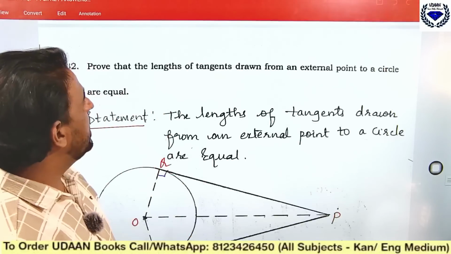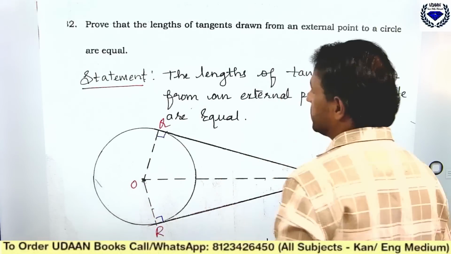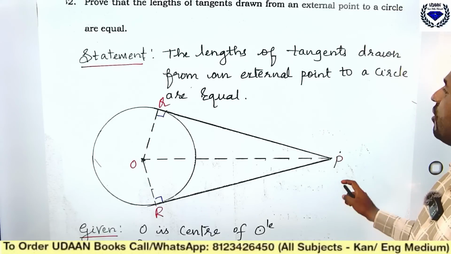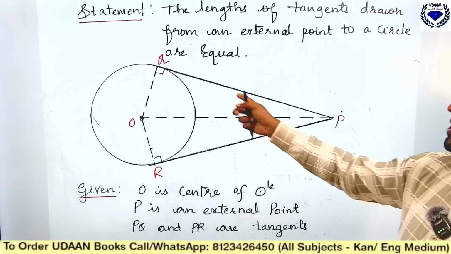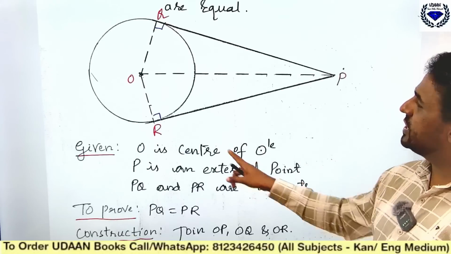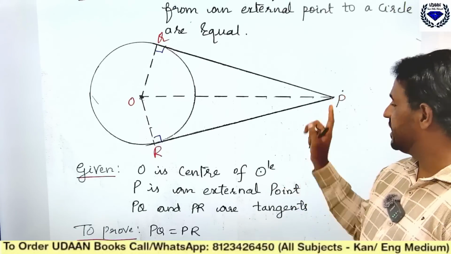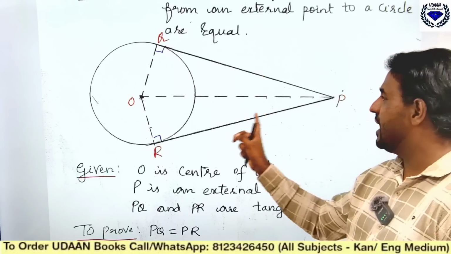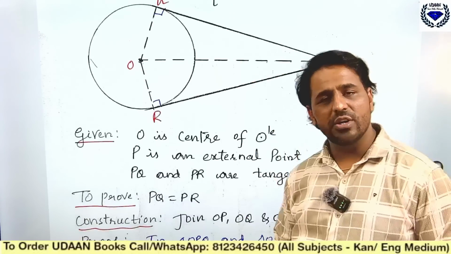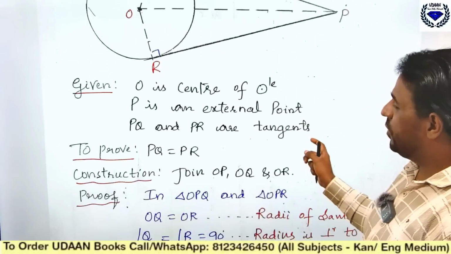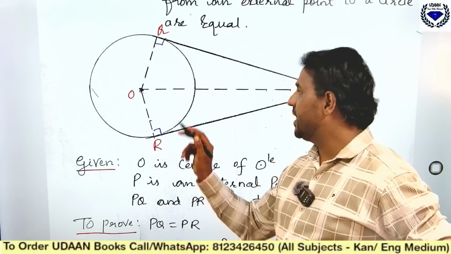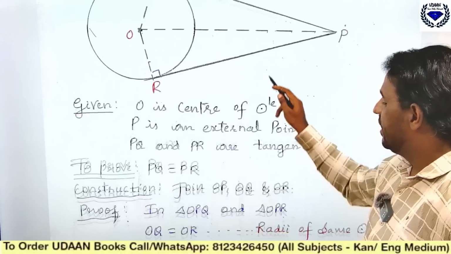Then prove that the lengths of tangents drawn from an external point to a circle are equal. First you should write the statement. See, the lengths of tangents drawn from an external point to a circle are equal. Draw a circle with center O, PQ and PR. See, O is center of circle, P is an external point, PQ and PR are what? The lengths of a tangent. We should prove that PQ and PR are equal. So to prove, construction, the dotted line which I have drawn here is the construction part, that is join OP, OQ and OR.